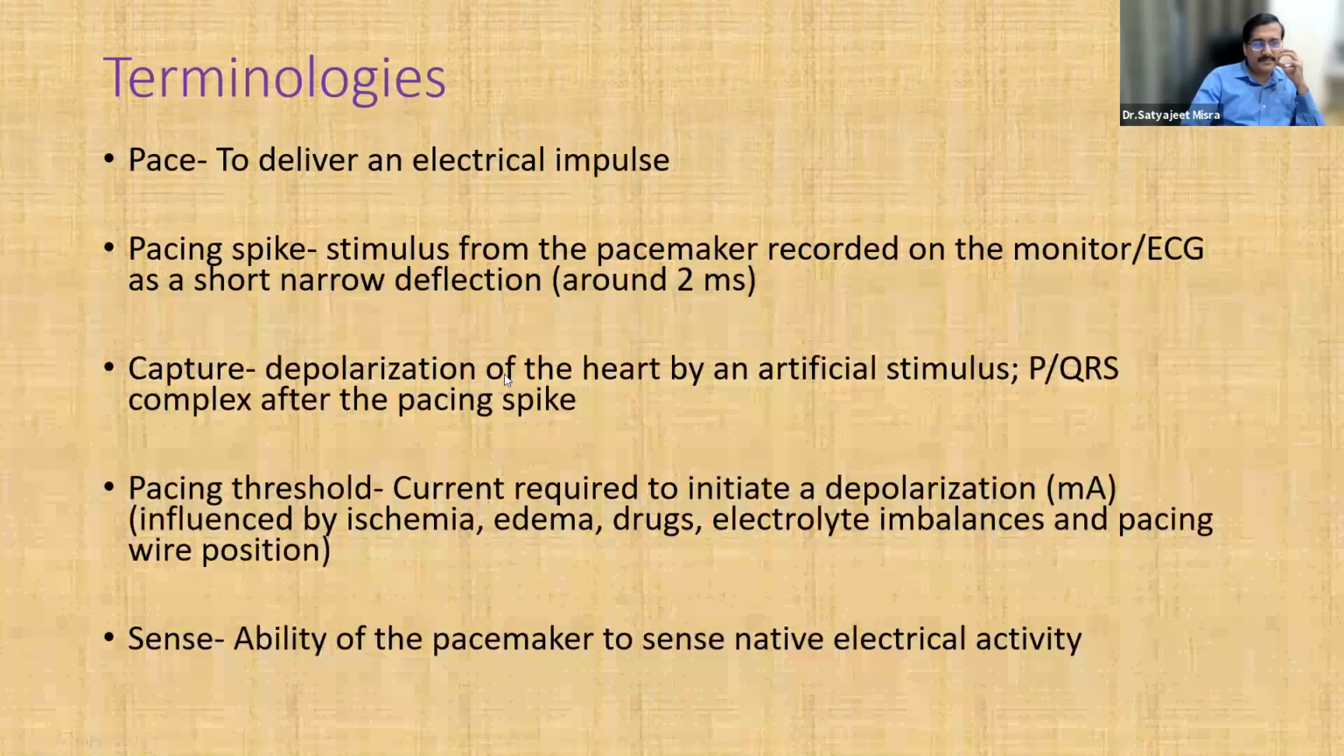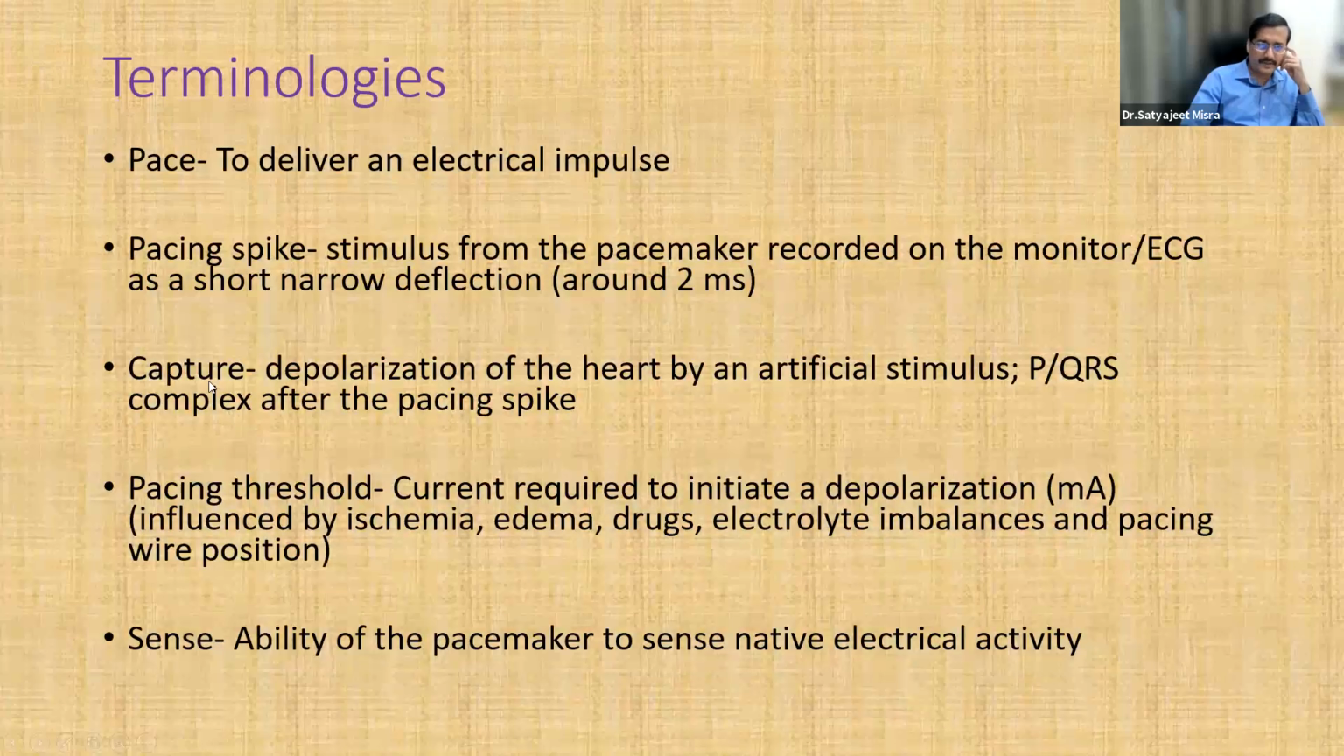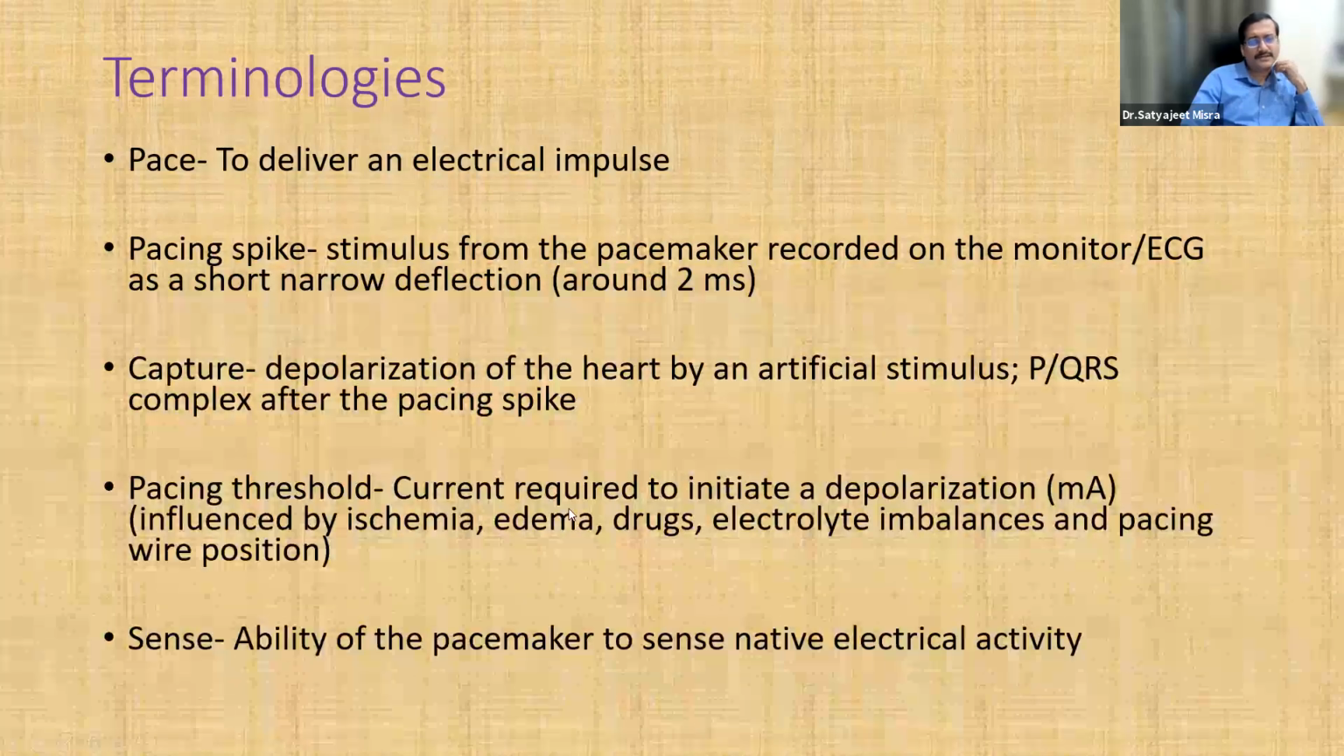Capture is when your pacing spike is able to depolarize the heart, and you either see a P wave in the atria or the QRS complex, which follows the pacing spike. You know that there's a capture of the electrical impulse. And pacing threshold is how much current you need to depolarize the myocardium.